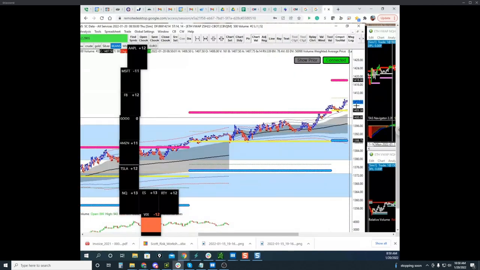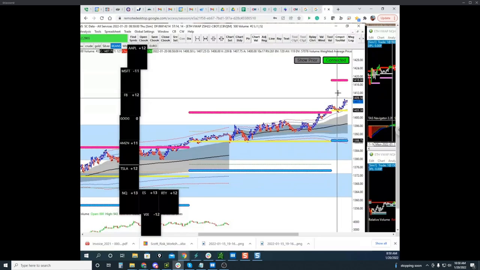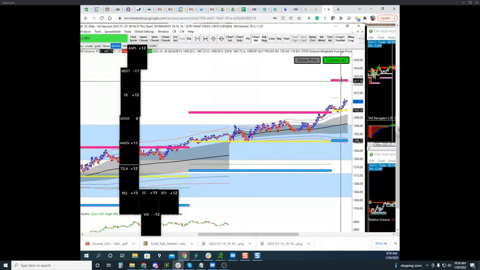So again, you've got a baby lug here too. You get these baby lugs. We didn't quite touch it. But if we get up there and we stall, I'll get out of probably one. But my main objective is the red lug.